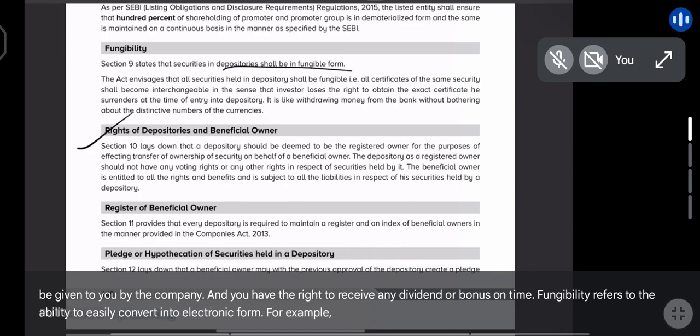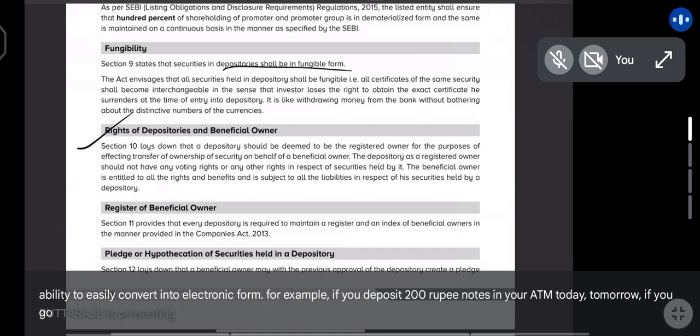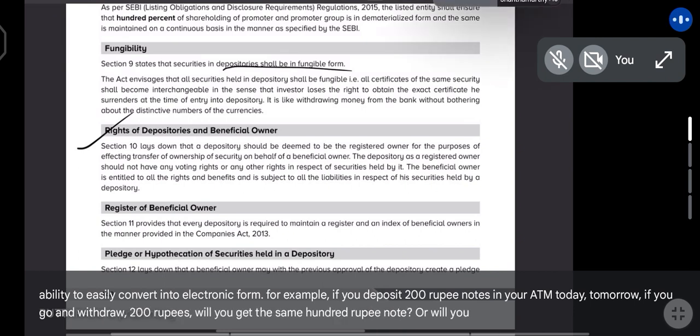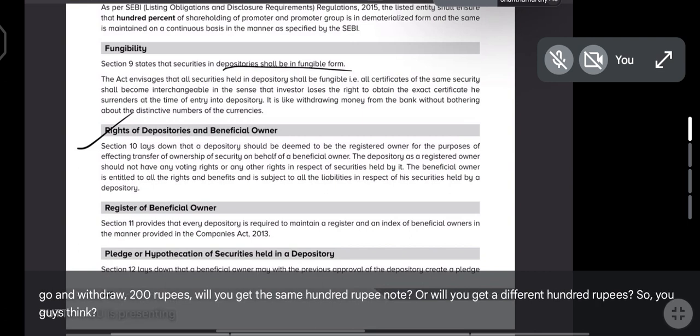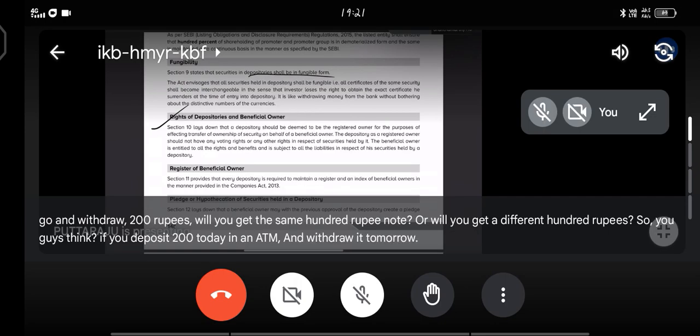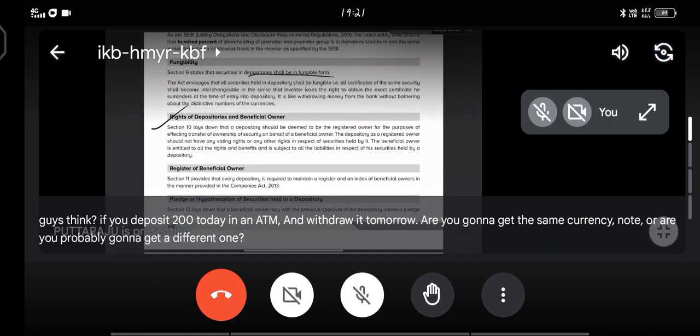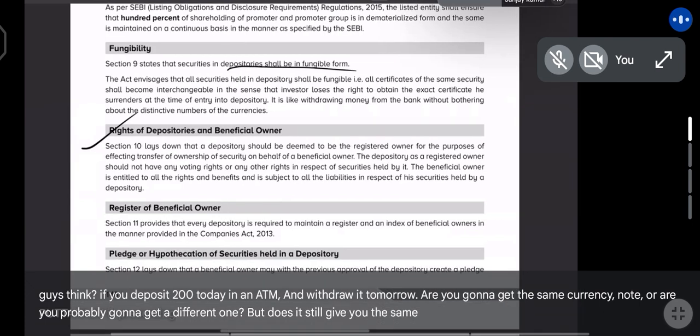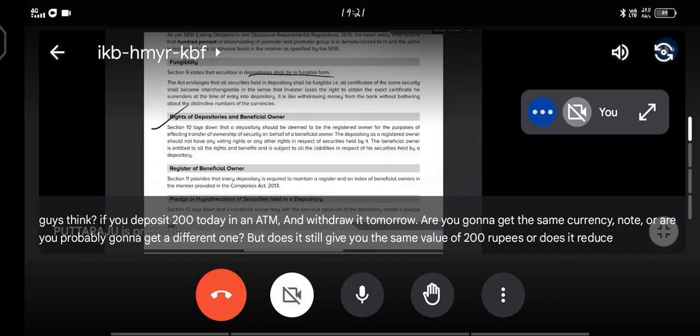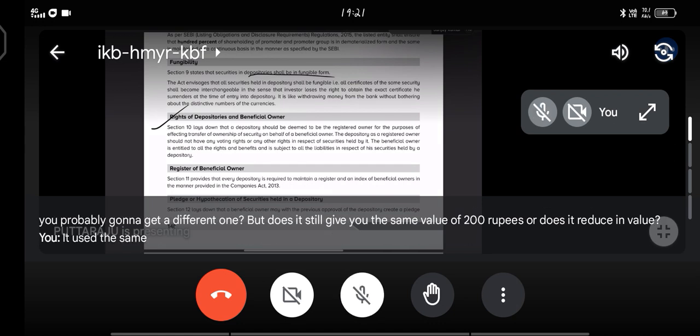For example, if you deposit a 200 rupee note in your ATM today, tomorrow if you go and withdraw 200 rupees, will you get the same 200 rupee note or will you get a different one? What do you guys think? If you deposit 200 today in an ATM and withdraw it tomorrow, are you going to get the same currency note or are you probably going to get a different one? Different, sir. But does it still give you the same value of 200 rupees or does it reduce in value? It gives the same value, sir. That is what is called fungibility.